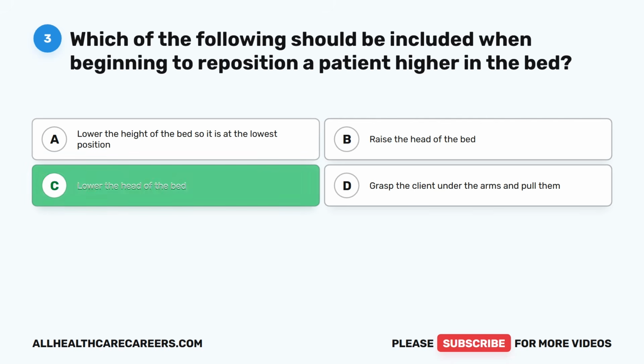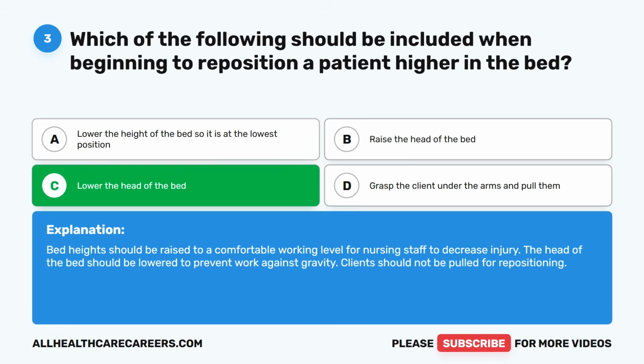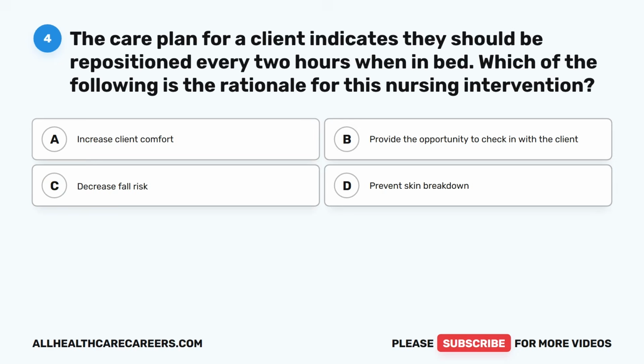The correct answer is C. Lower the head of the bed. Bed height should be raised to a comfortable working level for nursing staff to decrease injury. The head of the bed should be lowered to prevent work against gravity. Clients should not be pulled for repositioning.